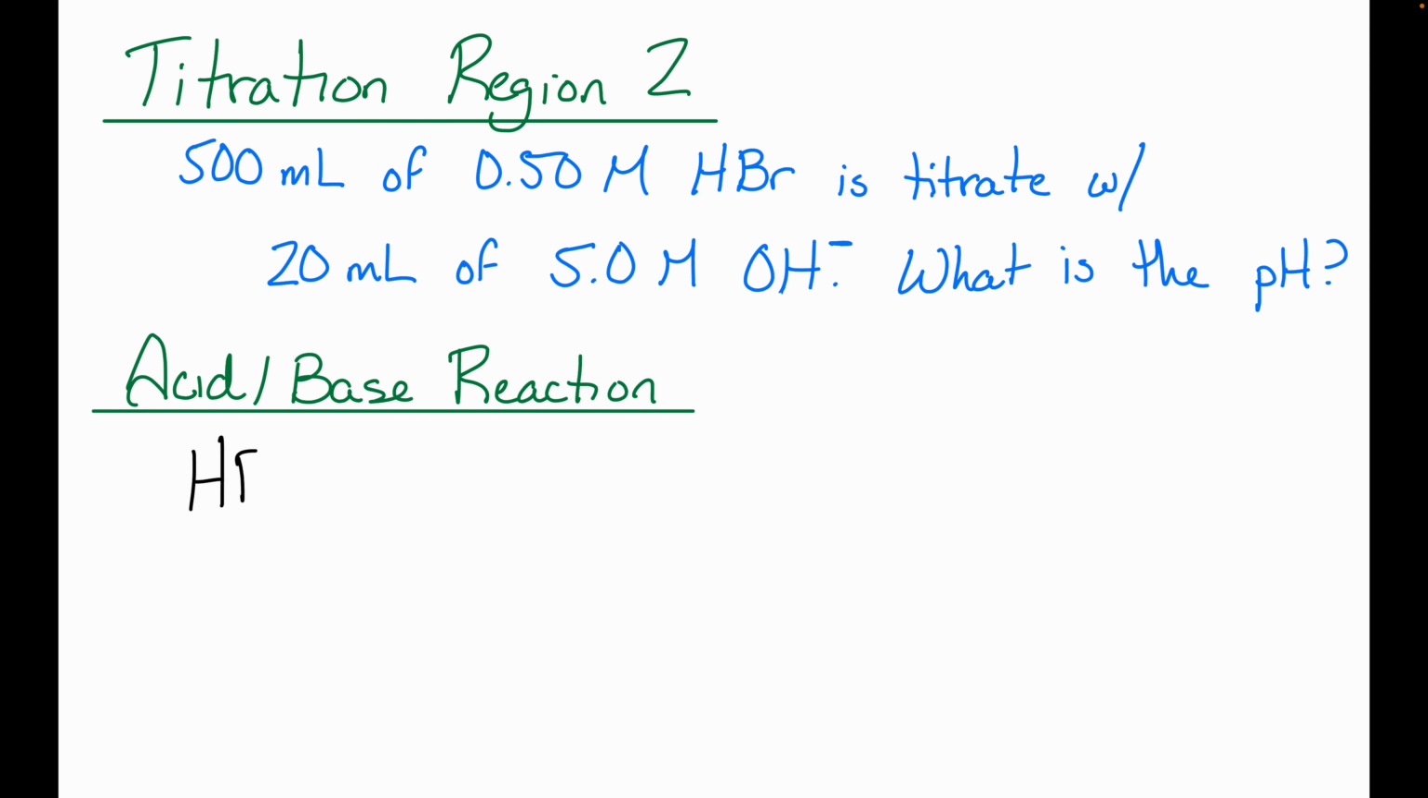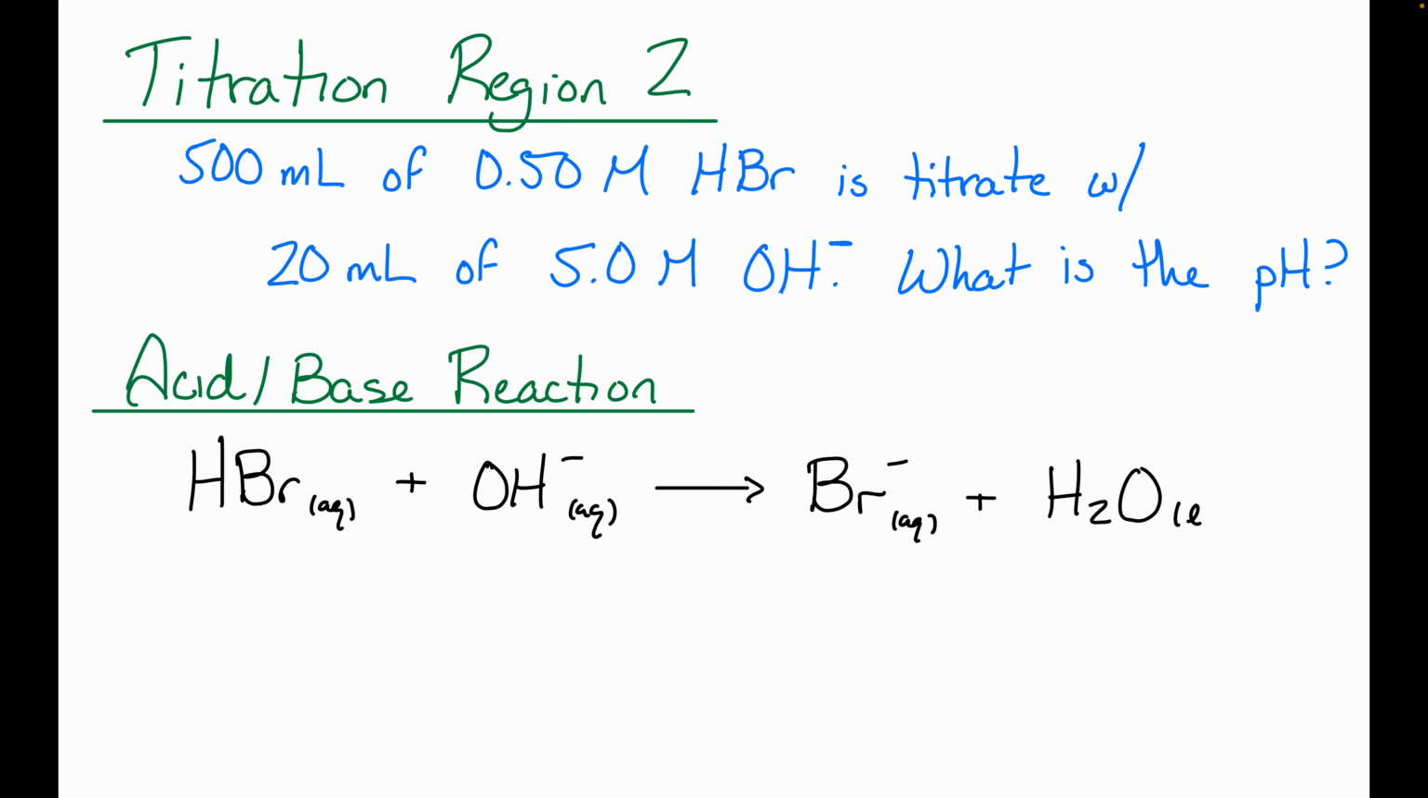All right, I have my HBr reacting with that hydroxide to produce my conjugate base, bromide, and water. All right, and how are we going to figure out how much of this reaction has occurred? An ice table.